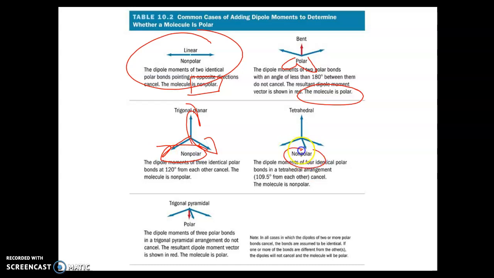Also, again, nonpolar. And then lastly, this one would be polar because that trigonal pyramidal, you have that lone pair of electrons and it's pushing it down. So in this case, the dipole moments of the 3 polar bonds don't cancel out.